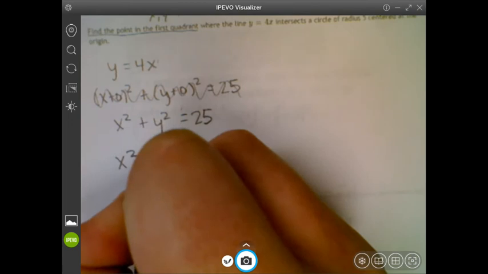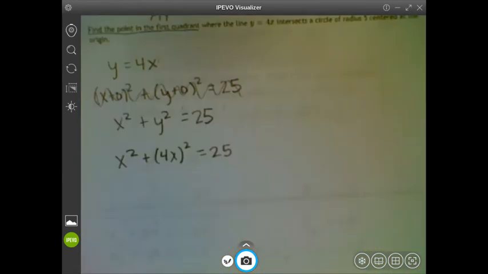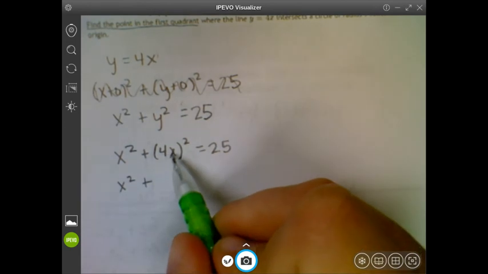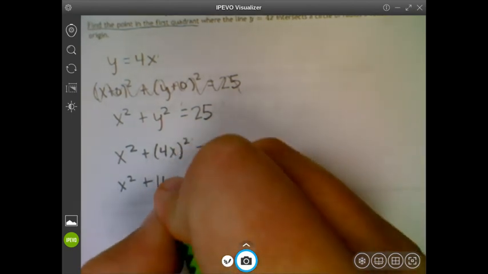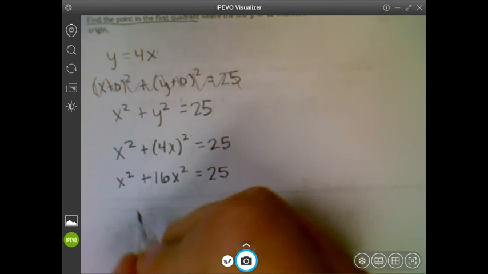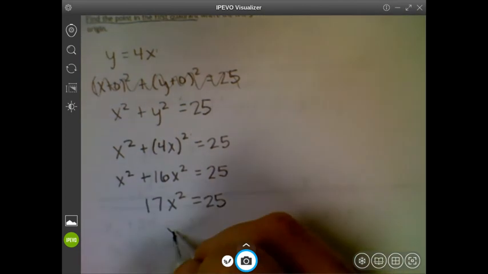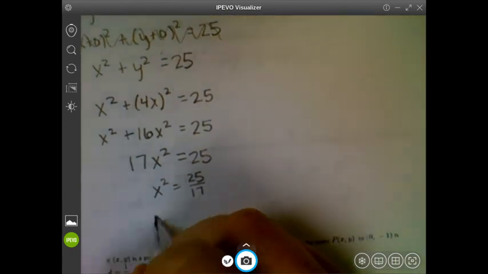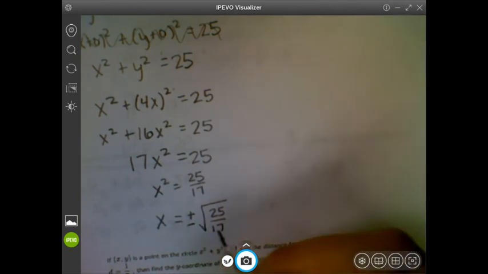So we'll have x squared plus, and you have to put the 4x in parentheses when you plug that in for y, equals 25. So x squared plus, and because there's no plus or minus in between these, it is just square both parts, all right? So 4 squared is 16, x squared is x squared, equals 25. x squared plus 16x squared, that's 17x squared. So x squared is equal to 25 over 17, which means we're going to get some not nice numbers here. And then you would take the square root, and when you take the square root, you should include plus or minus.